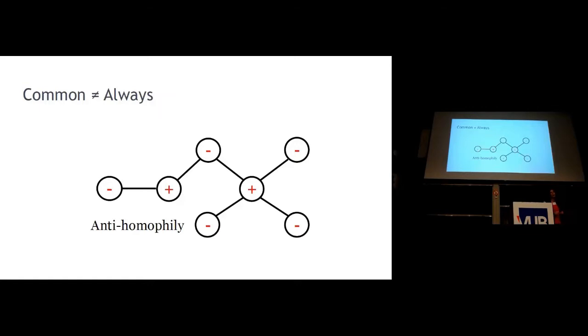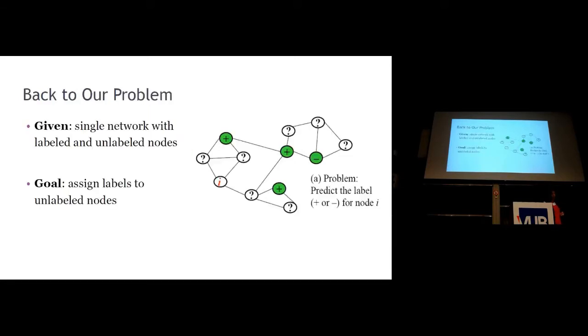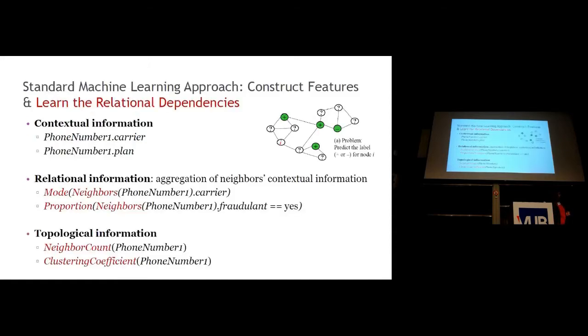Now, common is not always, so there are cases in which you have the complete opposite, we call it anti-homophily, where the nodes that are around a particular node do not have the same label. So again, back to our problem, before I move on, I have a network, and for some of the nodes I know their state, but for a lot of them I don't, and my task is to learn a model and infer what's going on with the rest of them.